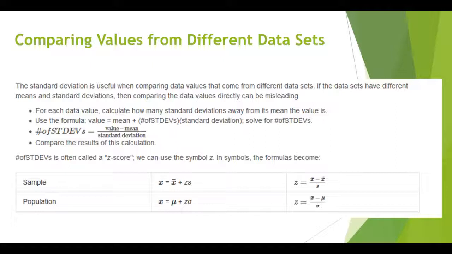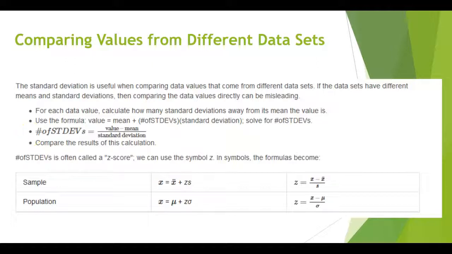So what we have to do is, number one, for each data value, calculate how many standard deviations away from its mean the value is. Then we need to use this formula that we've used before, value equals mean plus number of standard deviations times the standard deviation, and manipulate it so that we get this formula here: number of standard deviations equals the data value minus the mean, divided by the standard deviation. Once we've done that, we can compare the results of these two different data sets.